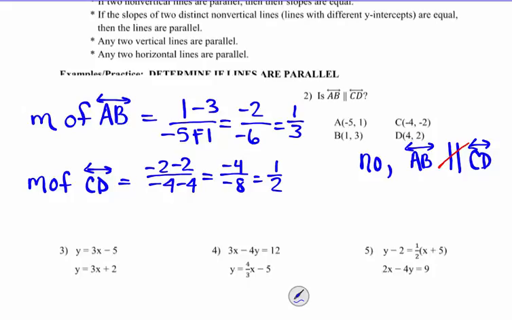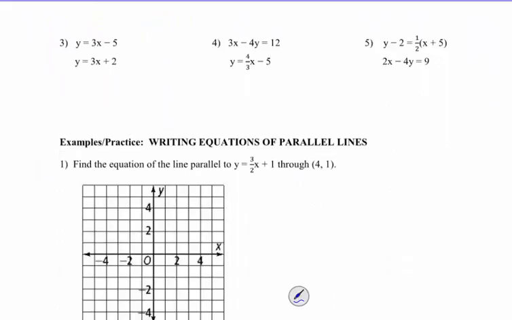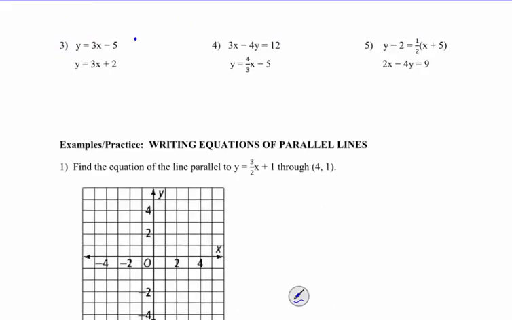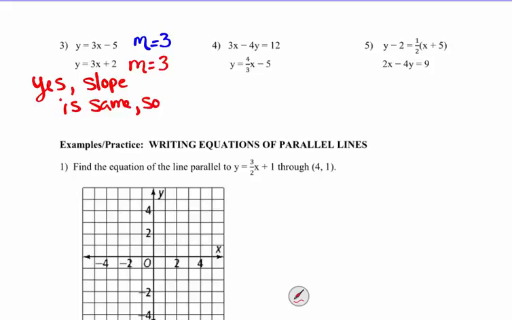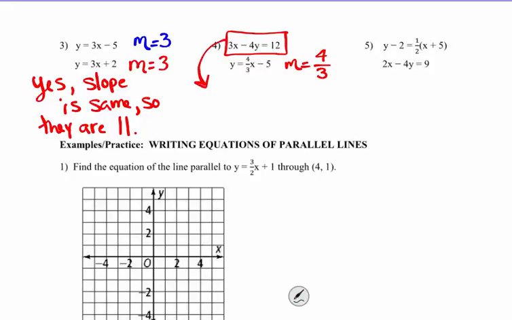All right, I'll do one of the examples below, and I'm going to do example 4. Really quick, if you look at example 3, you're trying to decide if those two equations represent lines that are parallel. Example 3 is pretty easy. You can see that both of those lines have a slope of 3. So yes, those are parallel. Looking at example 4, I have two equations. 3x minus 4y equals 12, and the equation y equals 4/3 x minus 5. I can see that on the second equation, the slope is 4/3 because it's already solved for y.